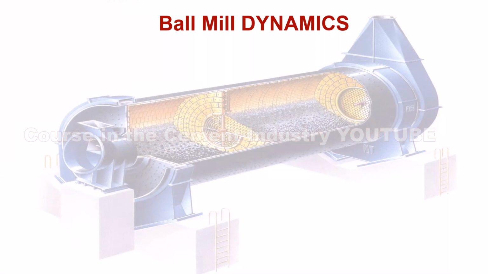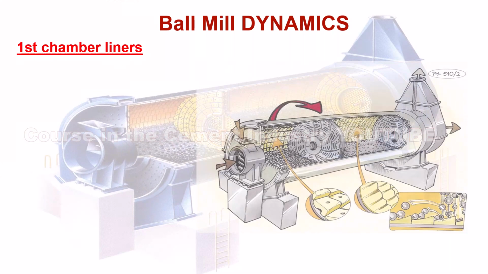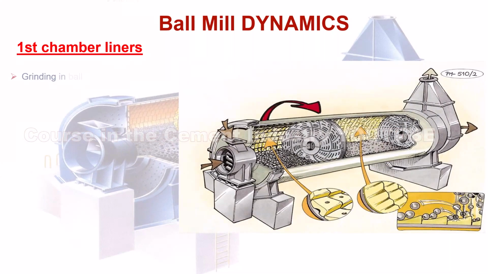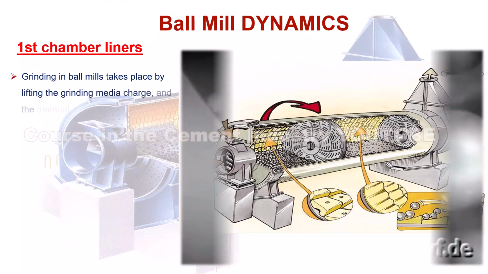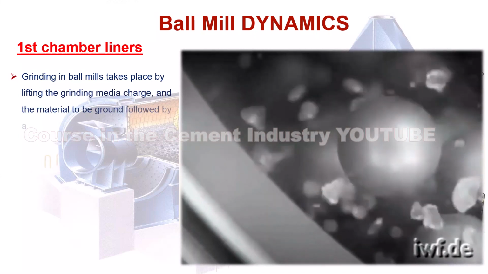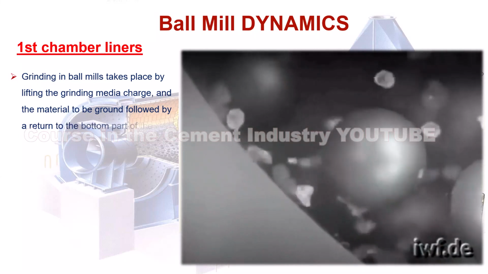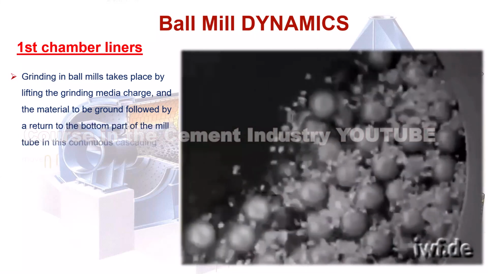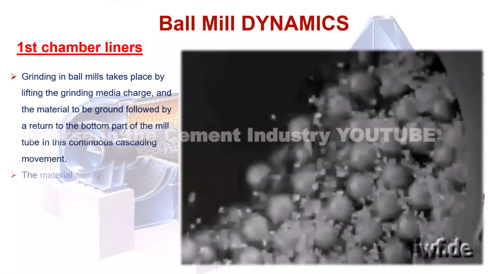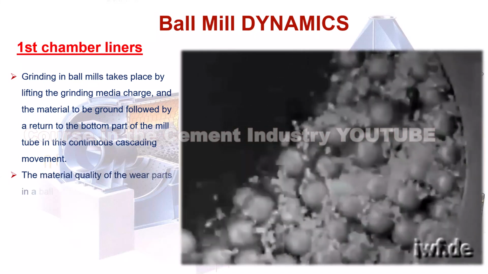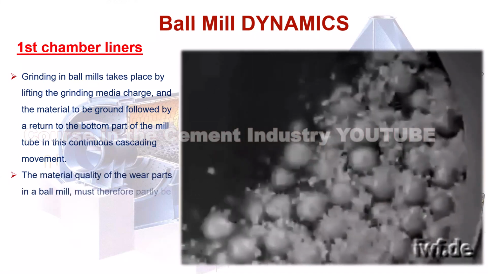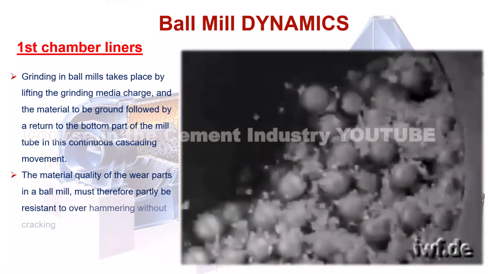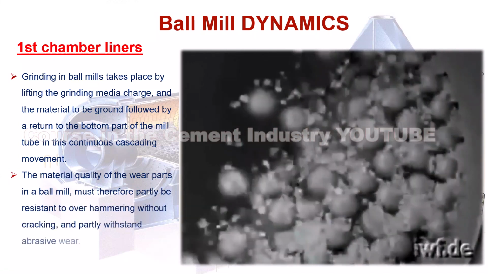We follow together. First chamber liners. This figure and animation shows grinding in ball mills takes place by lifting the grinding media charge, and the material to be ground, followed by a return to the bottom part of the mill tube, in this continuous cascading movement. The material quality of the wear parts in a ball mill must therefore partly be resistant to overhammering without cracking, and partly withstand abrasive wear.